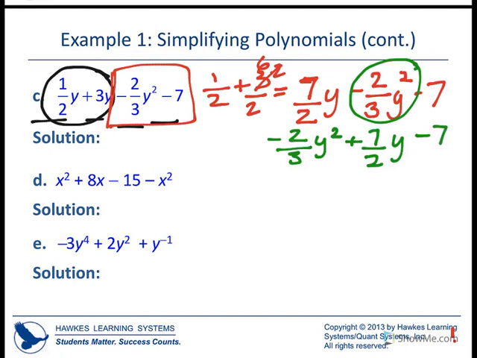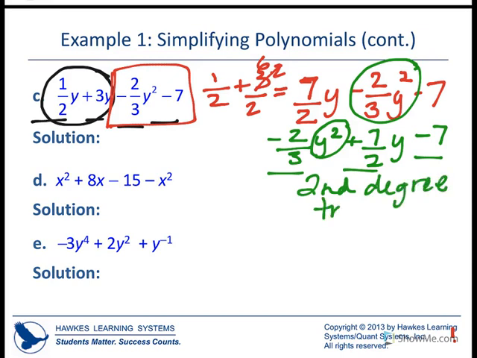So because this is your highest degree, you name it by the highest degree. The highest degree is a 2, so it's second degree, and it's a 1, 2, 3, so it's a trinomial. So you would put second degree trinomial. Okay, trinomial because there's 3 terms, and then second degree because that identifies the exponent.